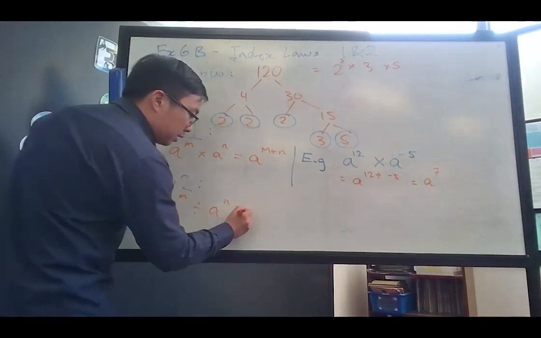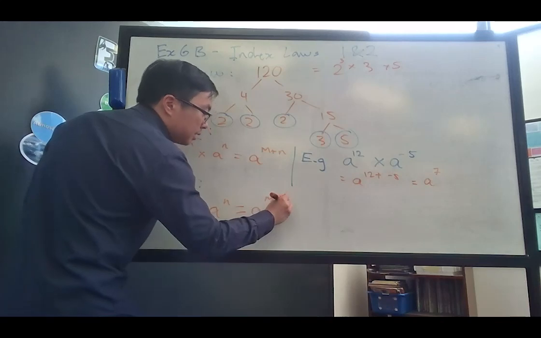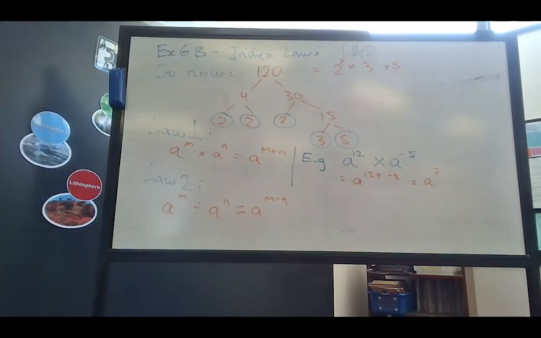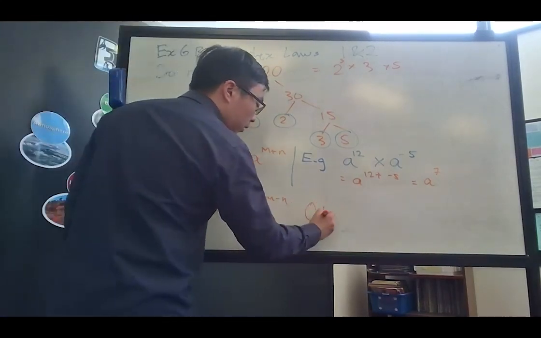We just minus. So in this case, it's a to the power of m minus n. That's it. That formula is just the direct opposite. You might see it like this. I'm going to rewrite it.